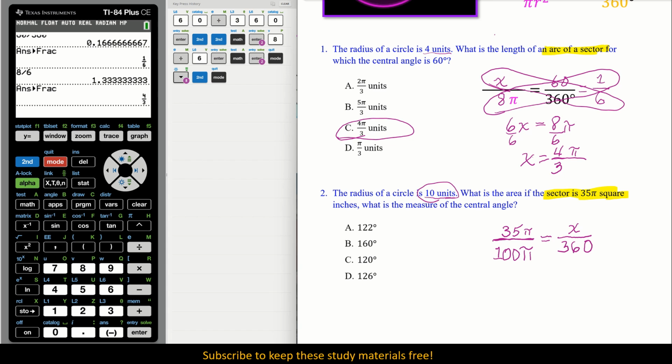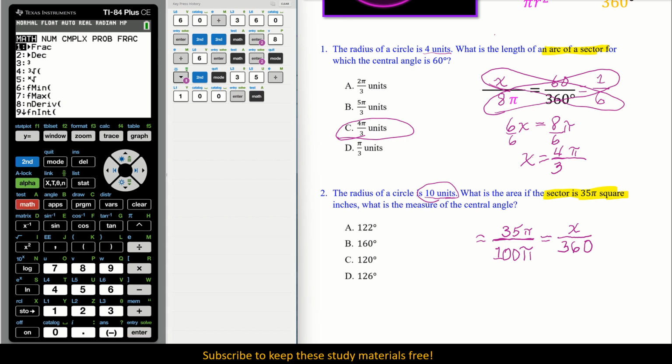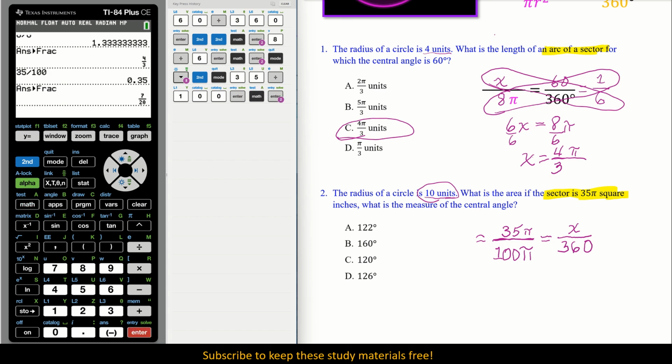Well, over on the left side, that actually can be reduced. So let's get 35 divided by 100. Let's push enter and then math, enter, enter, and that gives us 7 over 20. Okay, now I have something I can work with. I can say that I have 20x equals, now I need 7 times 360, 360 times 7.